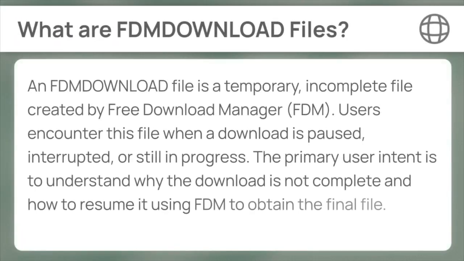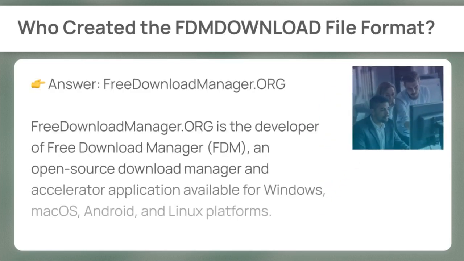An FDM download file is a temporary, incomplete file created by Free Download Manager, FDM. Users encounter this file when a download is paused, interrupted, or still in progress. The primary user intent is to understand why the download is not complete and how to resume it using FDM to obtain the final file.